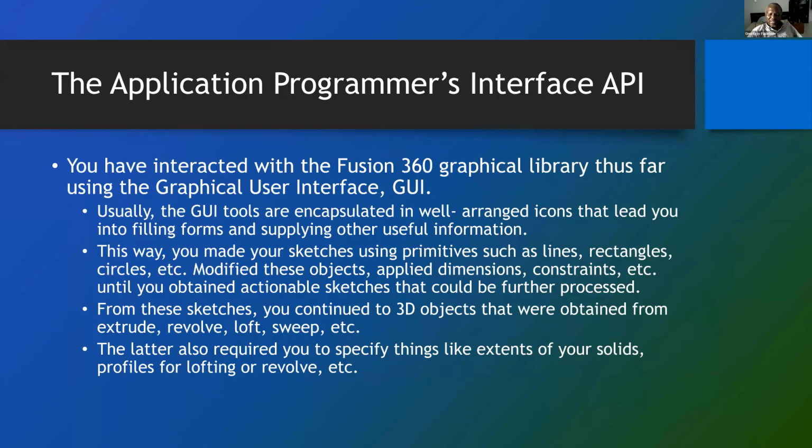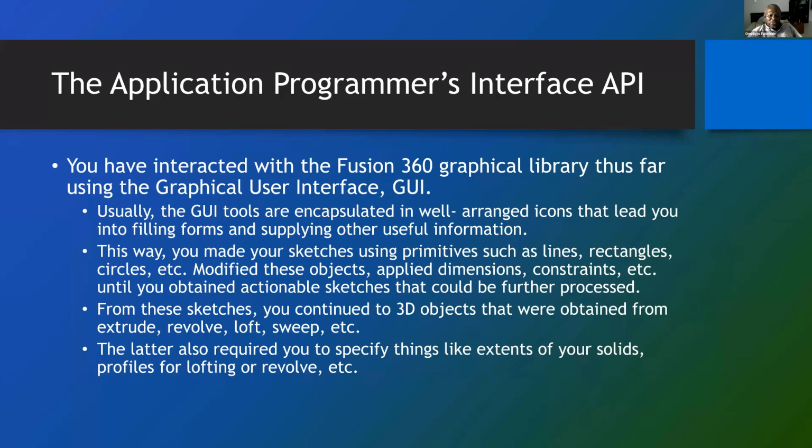There are so many things. You sometimes can extend a line. Sometimes you can make a line to be doubled, and there are so many things you can do. From these sketches, you continue to 3D objects that were obtained from extrude, revolve, loft, sweep, etc. The latter also requires you to specify things like extent.